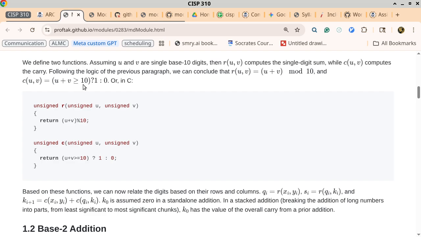What about this? What about Qi is R of Xi, Si is R of Qi Ki, and K of I plus 1 is C of Xi plus C of Qi Ki? Do I have to change that? The answer is no. The structure stays exactly the same.